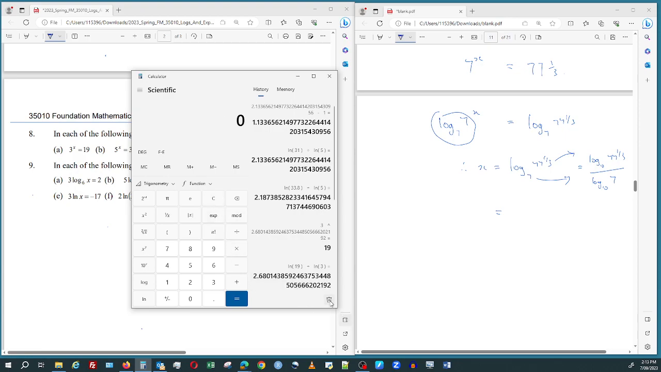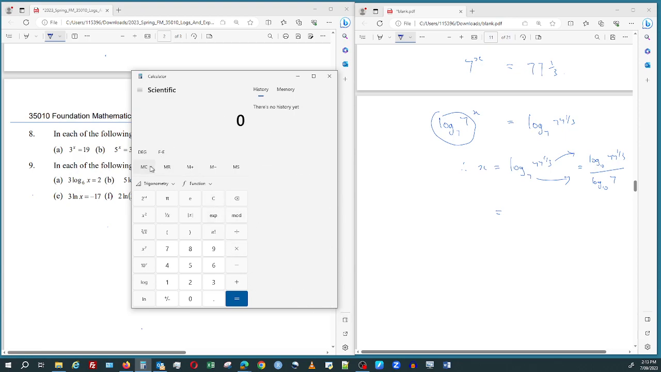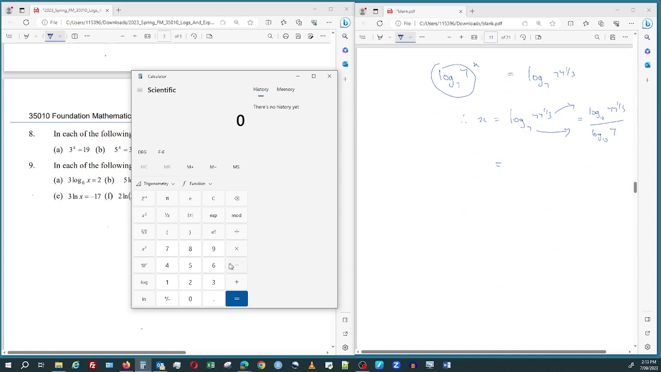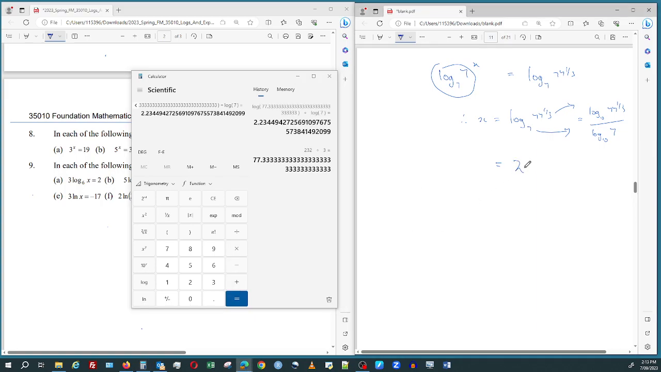Okay, so clear all that out just to give you a breather from the mess. And then what we'll have is 77 and a third, 232 divided by 3 is equal to, take the base 10 log of that, thank you very much, divide that by log base 10 of 7, and we'll get 2.23. All goes down, so we'll leave it at 2.23. So they're very, very straightforward.